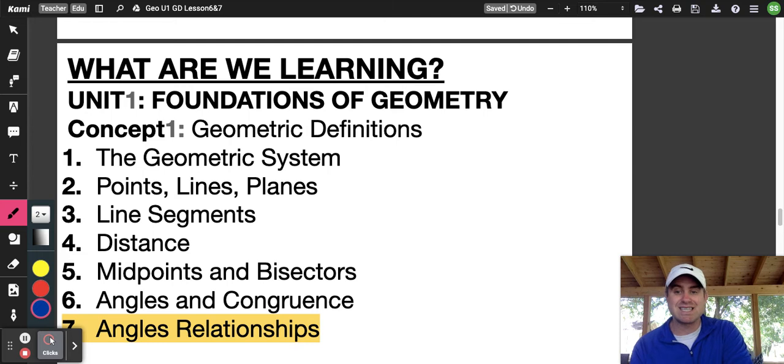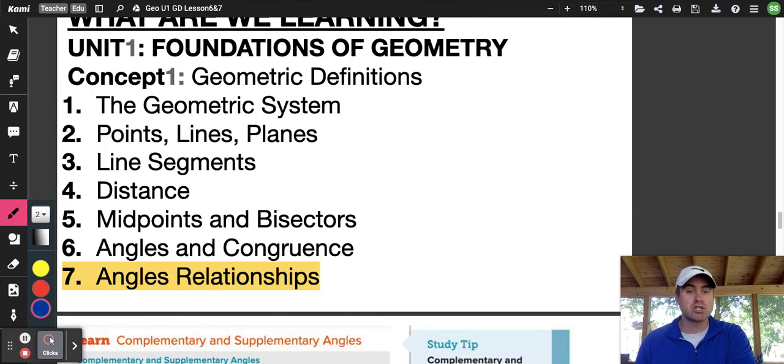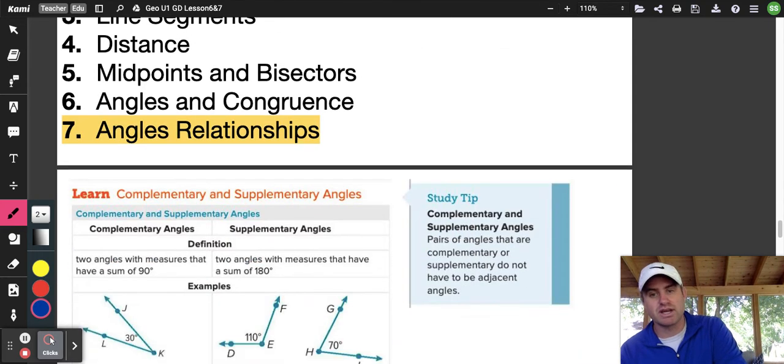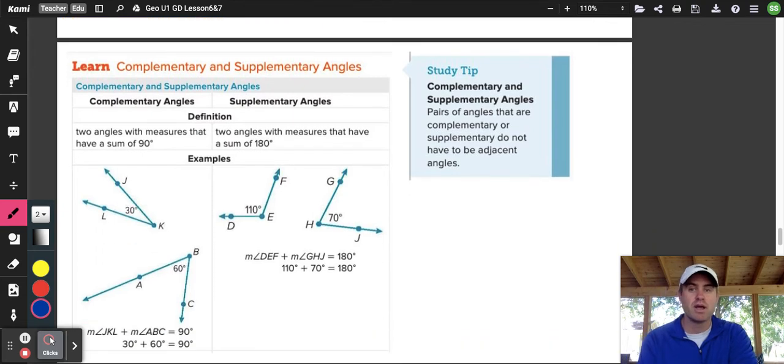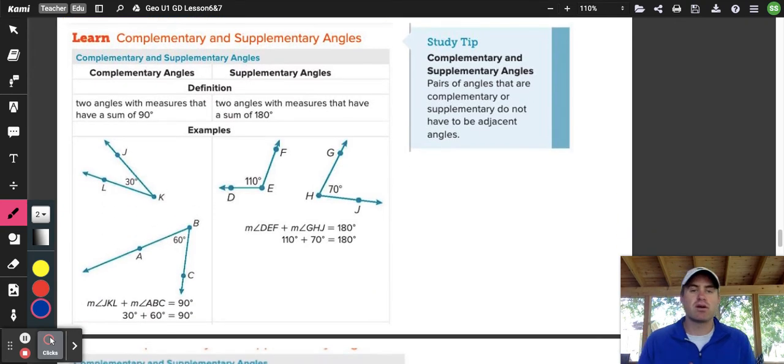All right, lesson 7 is special angle relationships. This is where we're going to get into complementary versus supplementary. Any two angles that are complementary add to be 90 degrees. They do not have to be adjacent. That is something extra. Any two angles that add to be 180 degrees are supplementary. They can be anywhere in space. Now, if they're adjacent, they become a linear pair, and that's what I referenced earlier.